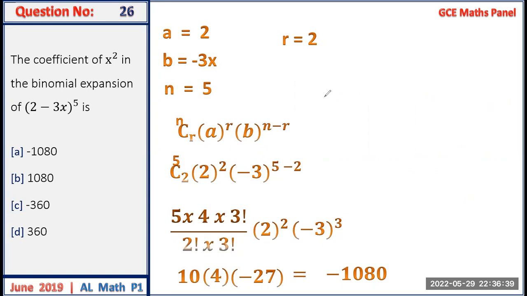Let me clear and read again. So this is 2 to the power 5 plus 5 into 2 to the power 4 into minus 3, all this on 1 factorial, plus 5 times 4 times 2 to the power 3 times 3 squared, that's minus 3 squared. All this on 2 factorial.